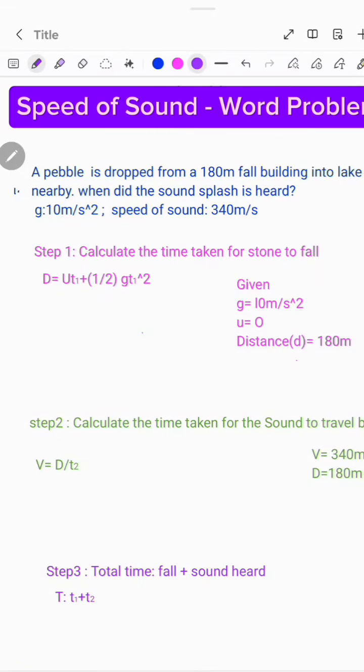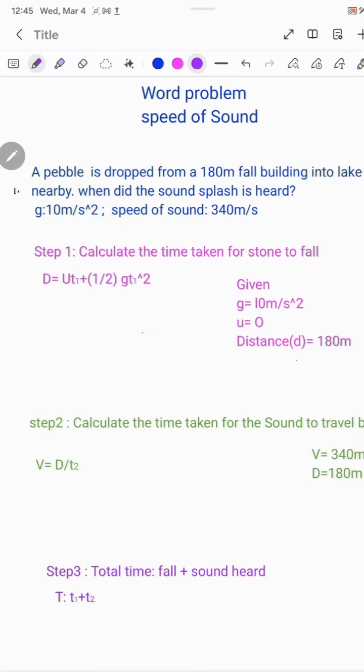Today we are going to see a word problem on the speed of sound. A pebble is dropped from a 180-meter tall building into a lake nearby. When is the sound of the splash heard? Given g is 10 meters per second squared and the speed of sound is 340 meters per second.